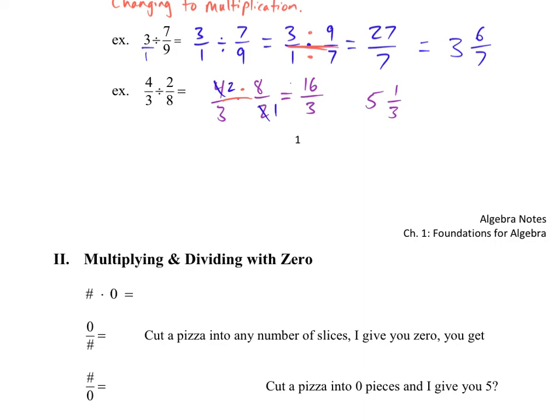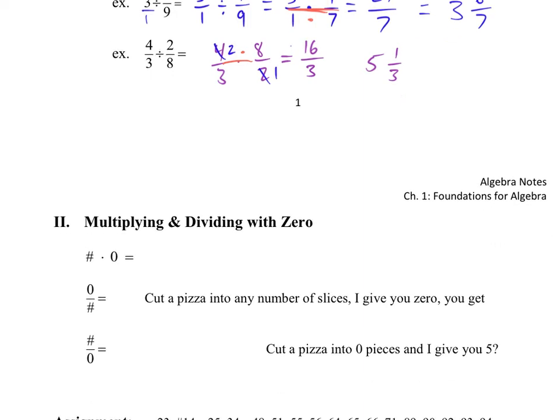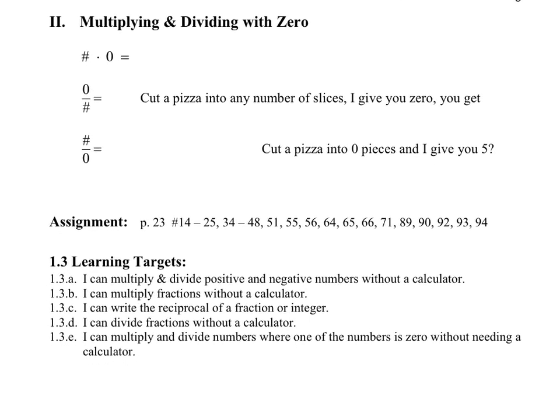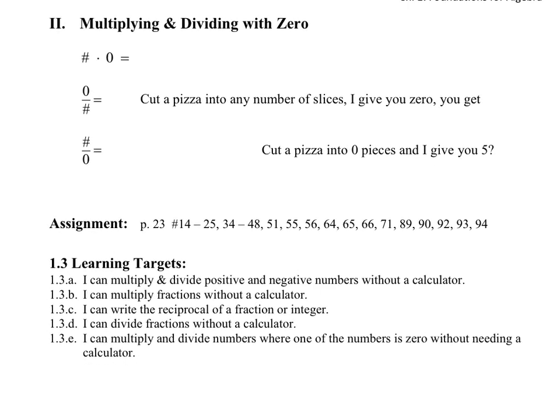If we move on to page 2 of your note outline, multiplying and dividing with 0. 0 is kind of the strange beast when it comes to multiplication and division. And first we're going to look at what happens when you multiply by 0.